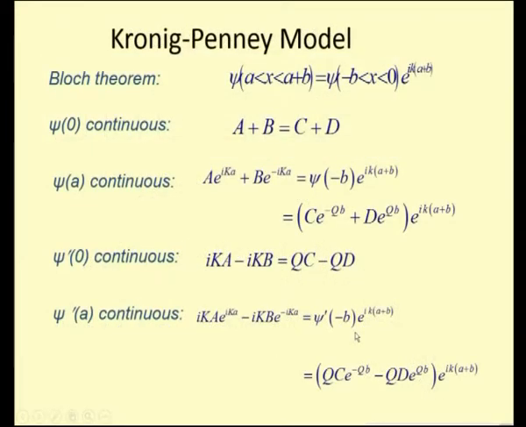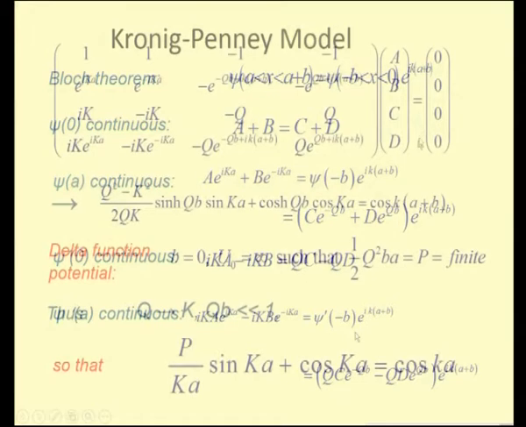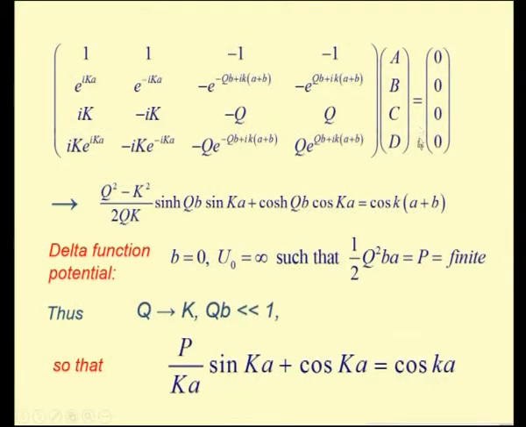We solve this problem with all the boundary conditions, that is, psi of 0 is continuous and psi of a is continuous. These are all standard formulations, and if we solve the 4 simultaneous equations which arise out of the boundary conditions, then we come across a matrix equation like this, and if we solve this, we get an equation of this type, which is a combination of hyperbolic and sinusoidal functions like this.